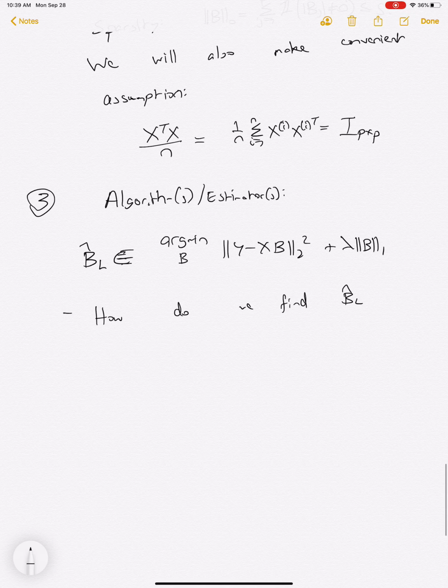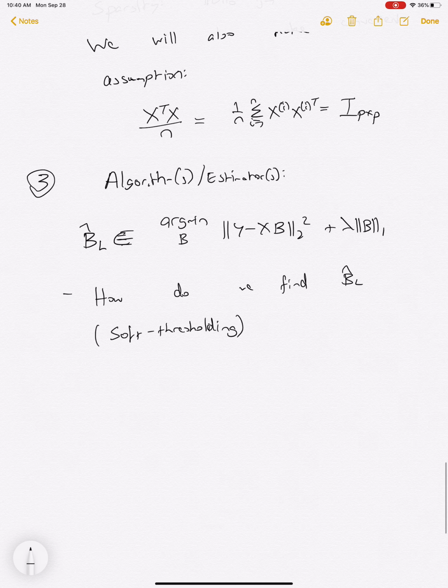And so there are many different algorithms because there's been such a wide body of work. Just to give some insight, I'm just going to talk about one, which is referred to as soft thresholding. And that's also related to another algorithm called coordinate descent, which is widely used. But I'm going to talk about that shortly. And then analysis.